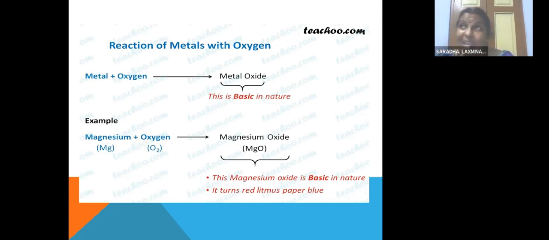And this is very, very important. Children should not get confused about the color change. For a base, red litmus turns blue. For an acid, blue litmus turns red. The other one remains the same. That has to be insisted on. The litmus paper color change is very, very important, because from class 7 they are learning. So allow them to remember it.